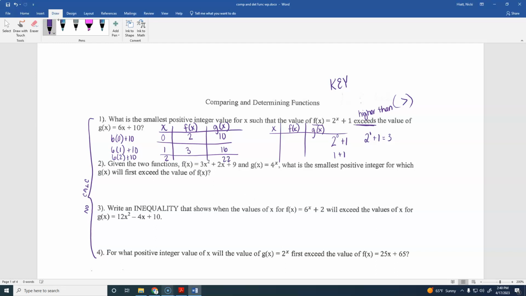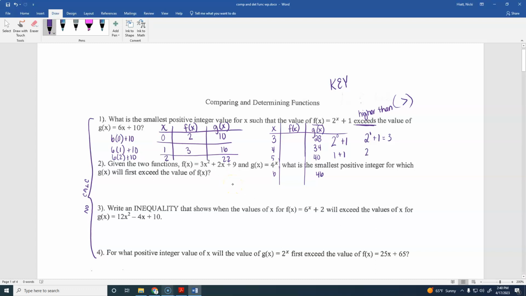What's happening each time here for g of x? It's increasing by 6. So for 3, I would have 28. And for 4, I would have 34. And for 5, I would have 40. And there's not nearly enough room on this worksheet, is there? 6, I would have 46. And maybe that'll be far enough, I hope. We'll see. All right, let's do a couple more here.